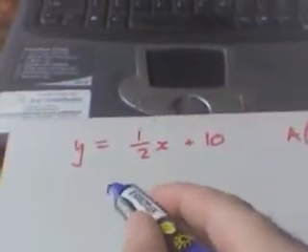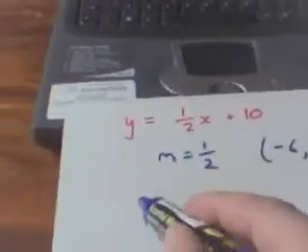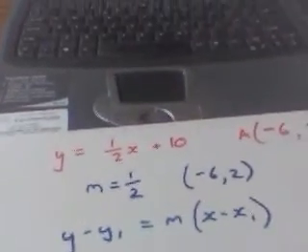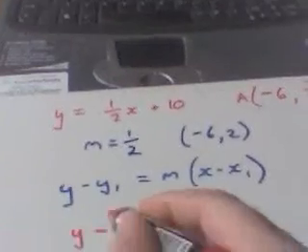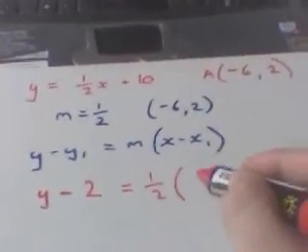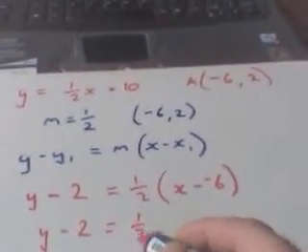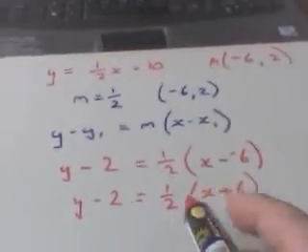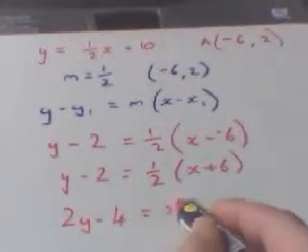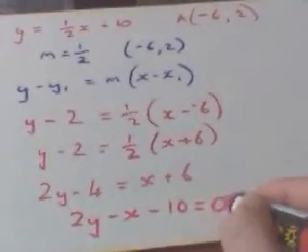So we can identify that the gradient m is a half, and we're looking to go through the point negative 6, 2. So we're going to use y minus y1 equals m lots of x minus x1. Let's begin substituting in. Y minus 2 equals a half times x minus minus 6. So that's y minus 2 equals a half times x plus 6. It's going to be easier for me to multiply both sides by 2 now to give me 2y minus 4 equals x plus 6, and a rearrangement will give me 2y minus x minus 10 equals nothing.